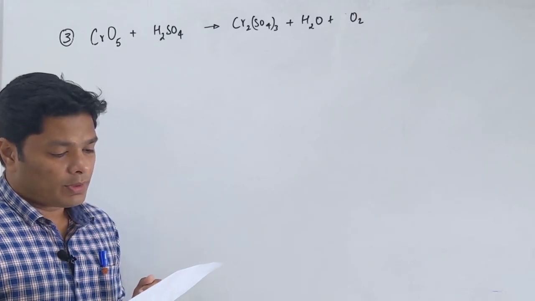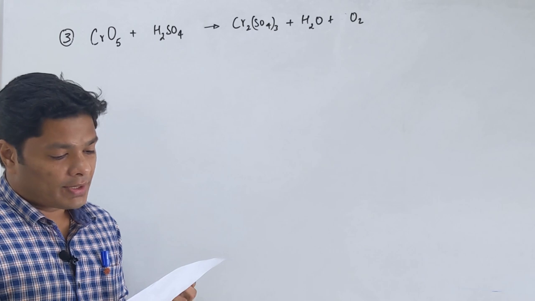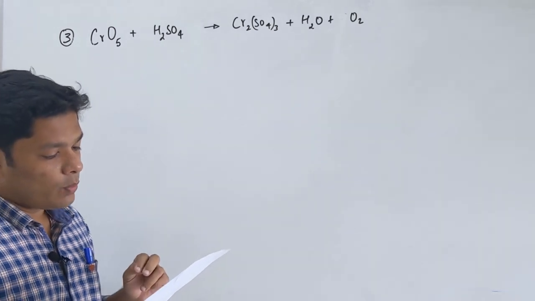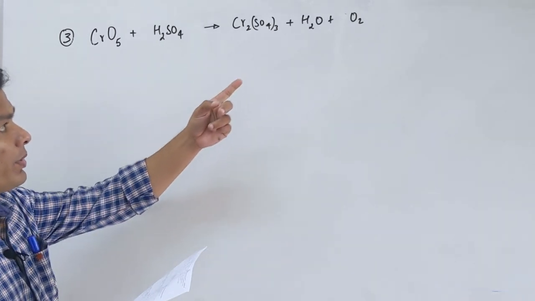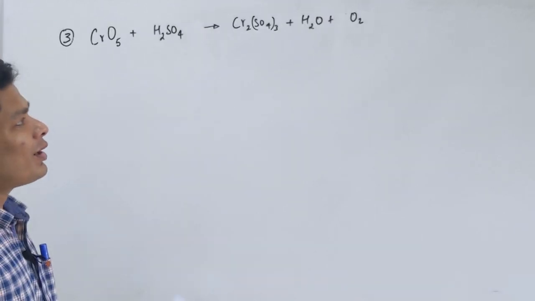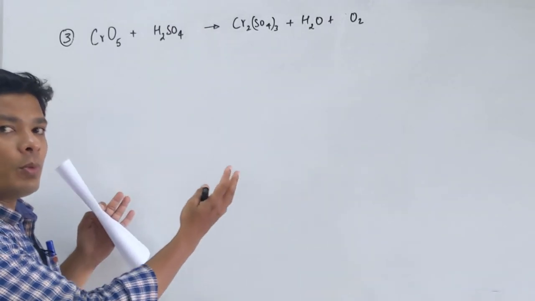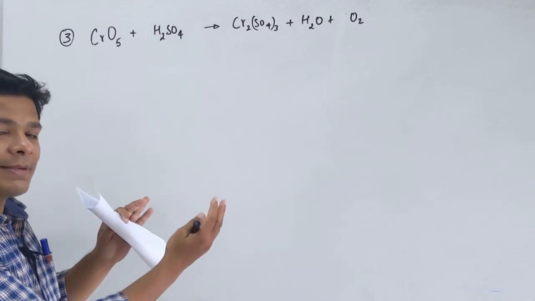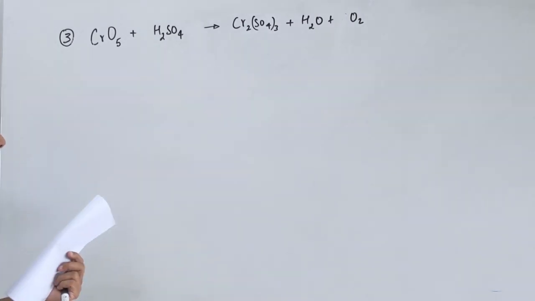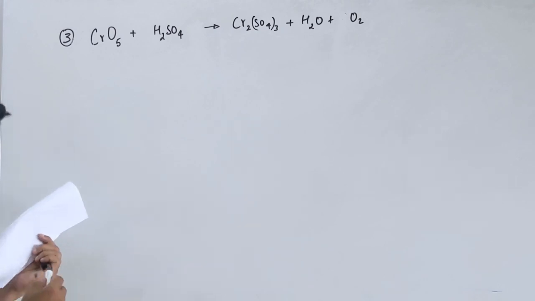Next we'll look at problem number 3. In the reaction that is shown on the board, they are asking you how many moles of O2 will 1 mole of CrO5 liberate. Now we can also talk about what is the volume of O2 liberated, all those. It still comes into mole concept, balancing, except this is redox balancing. We don't do atom balancing here, but we can also do redox balancing.